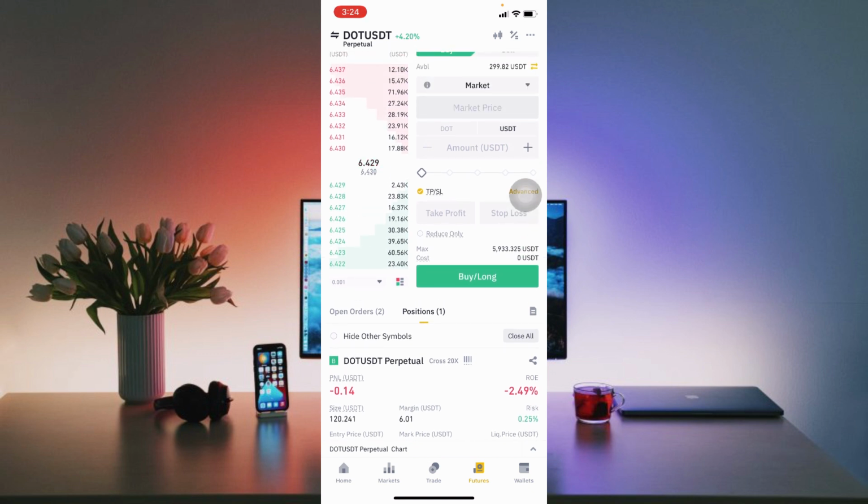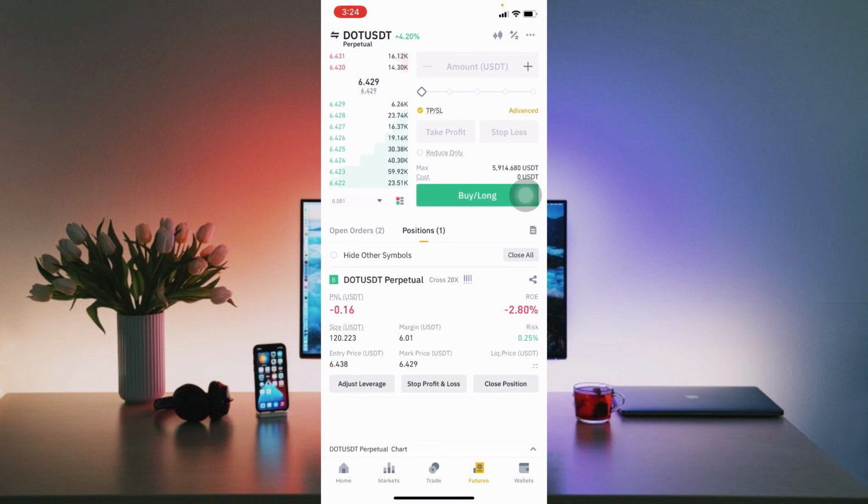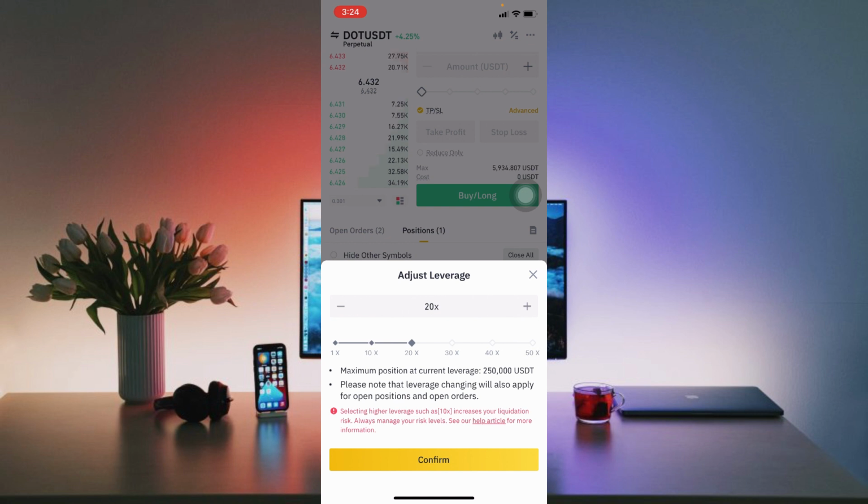So this is how you trade Binance Futures. For you to close the trade, just click on the close position here. You can also click here to adjust the leverage. So let's say you enter a trade and now you are in profit and you want to even increase your profit, you can drag this thing here. For me, I usually advise you to just leave it at 20x no matter what, even if you are earning profit. So you can even increase it up to 50x.